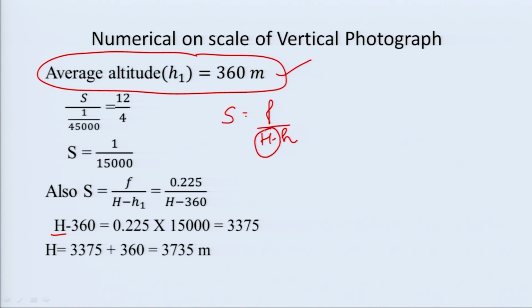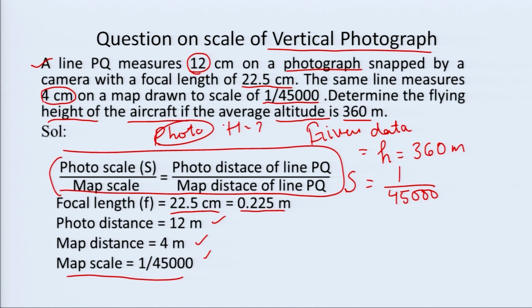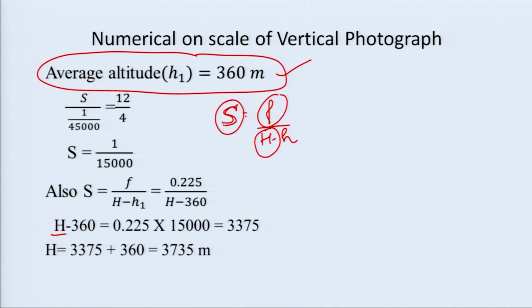We have to calculate this, and we also have to calculate this. In order to calculate the scale of a photograph, we use the formula we discussed earlier, that is photo scale upon map scale is equal to photo distance of line PQ upon map distance of line PQ. By using that formula, we get the value of the scale, that is 1 by 15,000, and by using this scale in the formula s is equal to f upon H minus h, we can calculate the height.